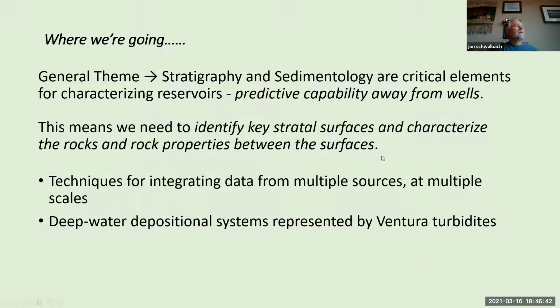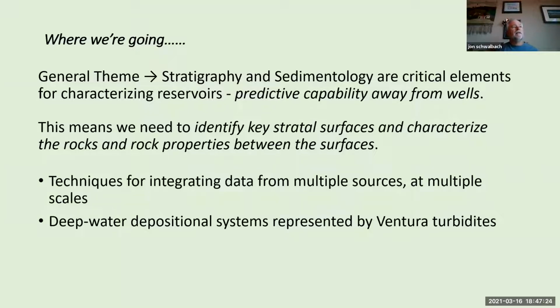So one of the general themes we're going to push today is that stratigraphy and sedimentology are actually critical elements for characterizing reservoirs. And that's because they let us predict things away from the wellbore. I think many of us have seen, quote, geologic models where people take two surfaces, take data from a couple wells, apply some geostatistics and call that a model. That may be useful for some purposes, but I think what we'll show you is the techniques here give you a much better, more robust model that you can use for prediction and characterization.